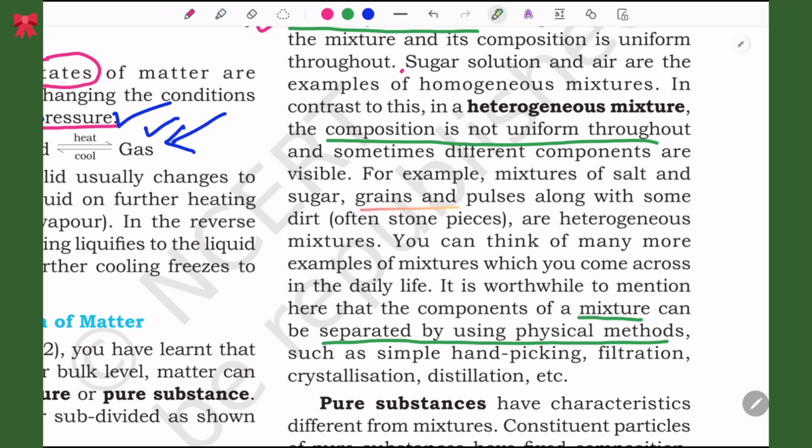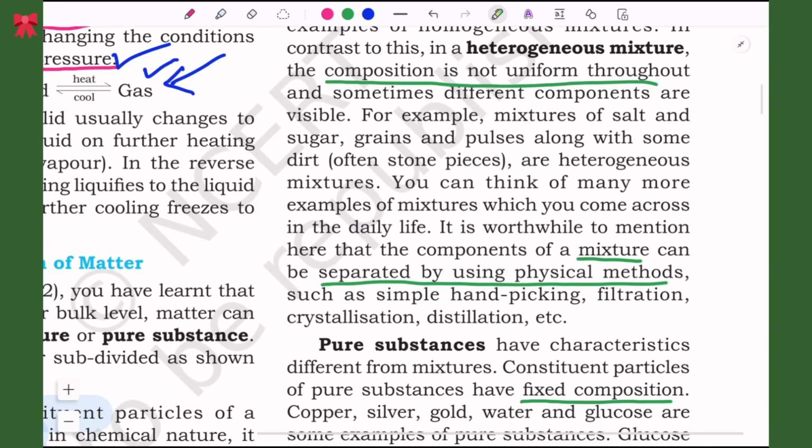Similarly, when we are seeing the various grains like rice and jowar, bajra, etc., it contains some amount of stones also. Small dirt is there, or some stone pieces are there. So are they uniformly distributed? Of course not. So that again is a heterogeneous mixture. So there are so many examples like that.